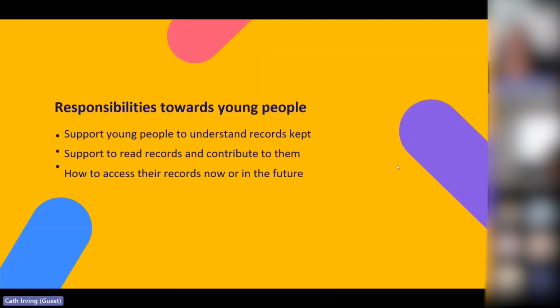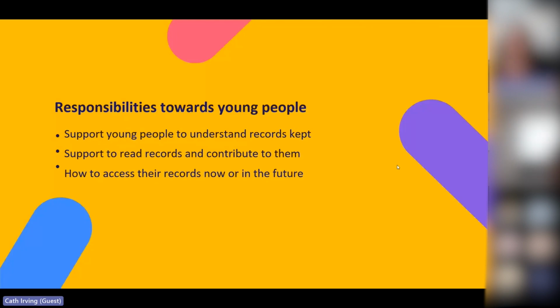So what are your responsibilities towards young people? And they're significant around their case records. So then we really must support them to understand that we keep records about them and what records we keep. Openness and transparency is something that's really, really important within record keeping.